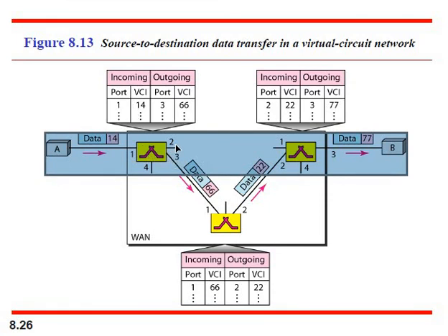See here, 2 is also one of the output ports, 4 is also one of the output ports, but this is leaving from port number 3, and when it sends the packet from switch number 1, its VCI will be 66. Similarly, for the next switch, incoming port number 1, and 2 is the output port, and this is 22. For this particular switch the incoming port is 2, VCI is 22, and the port number is 3 and VCI is 77. So this you can find.